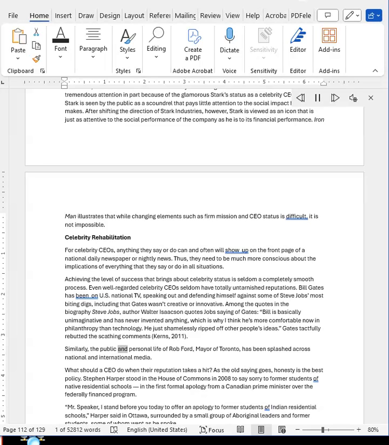Similarly, the public and personal life of Rob Ford, mayor of Toronto, has been splashed across national and international media. What should a CEO do when their reputation takes a hit? As the old saying goes, honesty is the best policy. Stephen Harper stood in the House of Commons in 2008 to say sorry to former students of native residential schools in the first formal apology from a Canadian Prime Minister over the federally financed program.